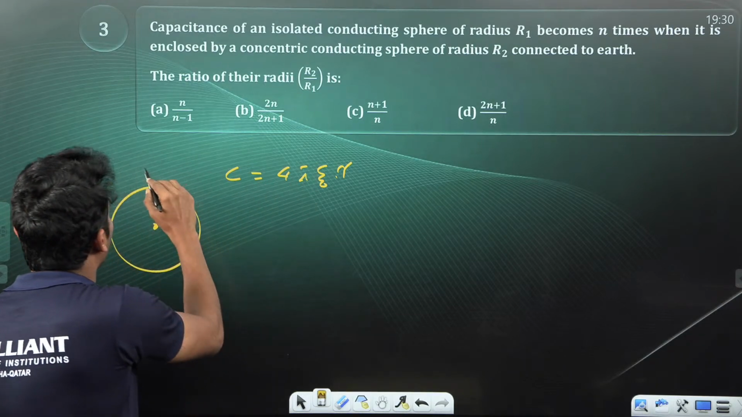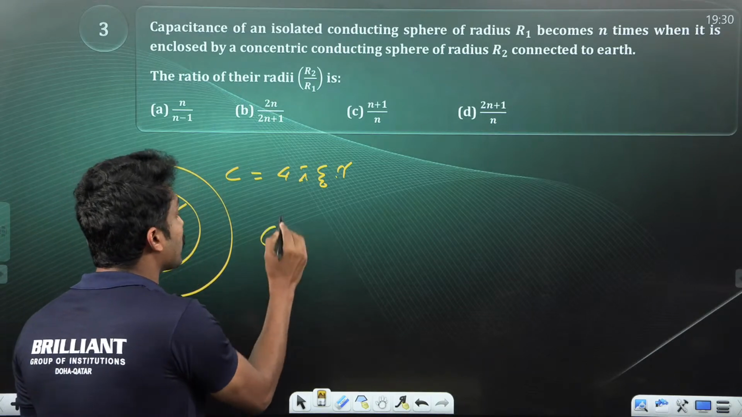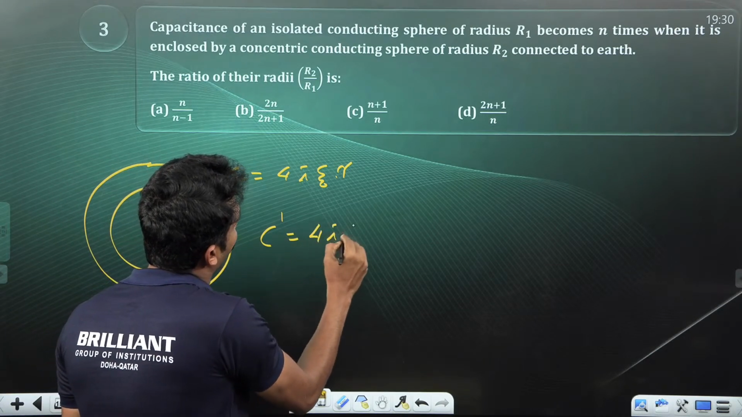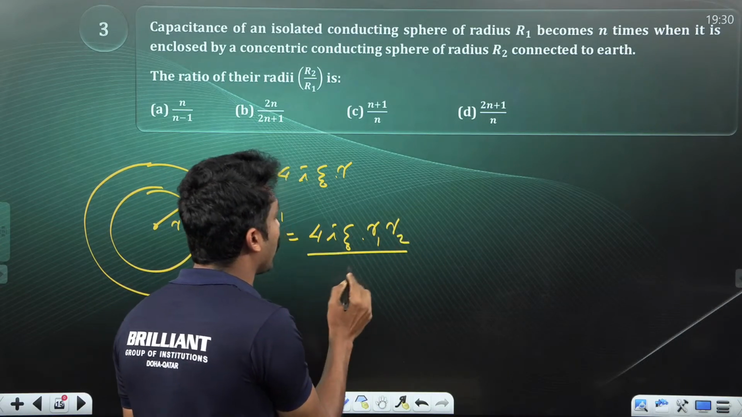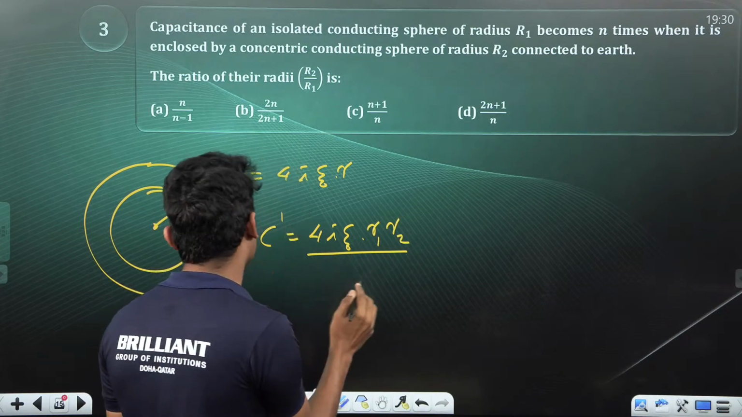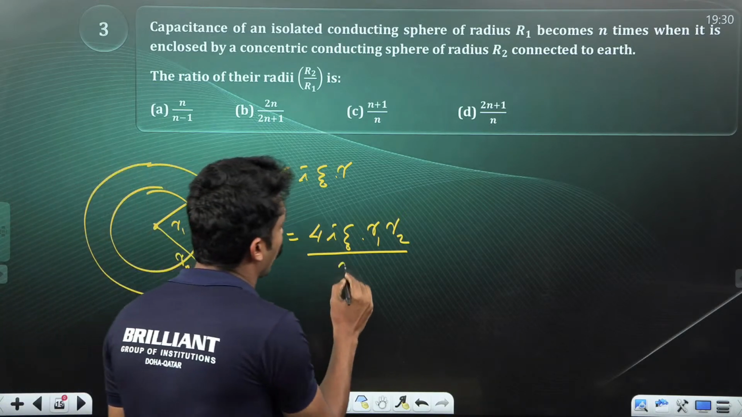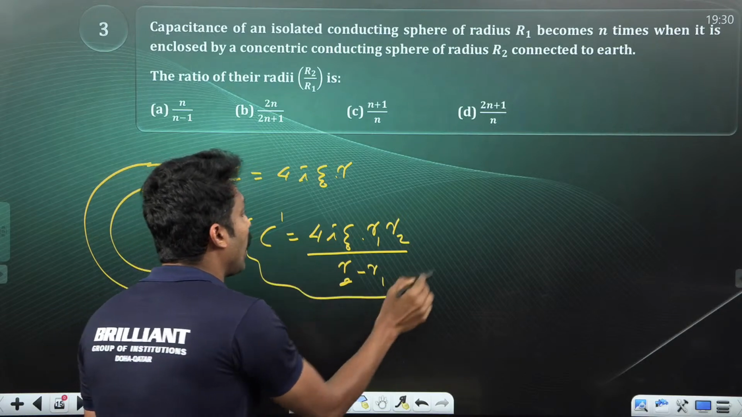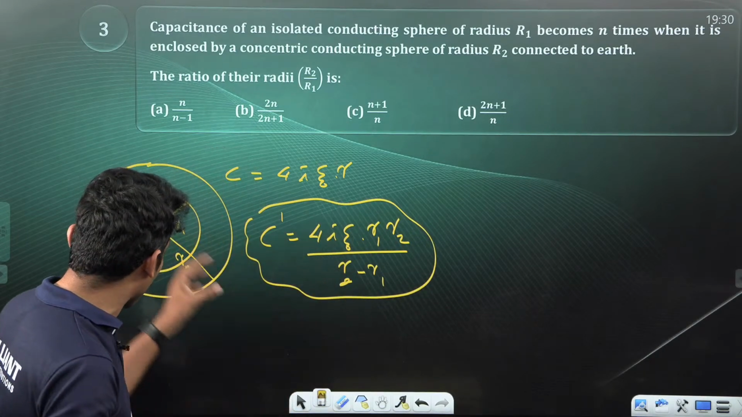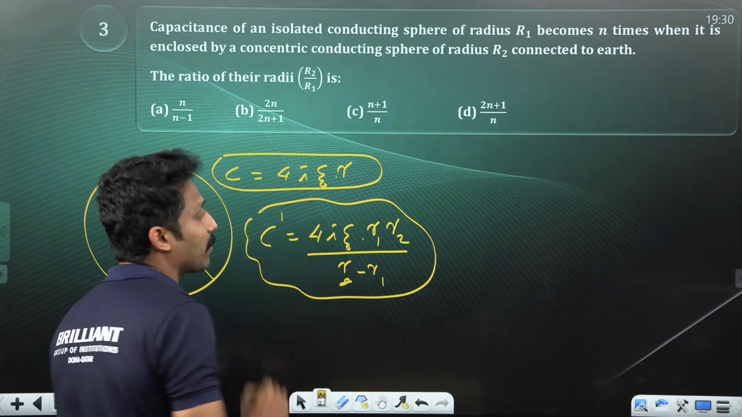Now, if it is surrounded by another sphere, these two concentric spheres, the capacitance is changed to 4 pi epsilon naught, then the product of the radii r1 r2 divided by the difference of radii, with the greater radius first. Let this be r1, let this be r2. Now this is r2 minus r1. This is the formula, keep this formula in mind. This is the capacitance of two concentric spheres, and this is the capacitance of a single sphere, 4 pi epsilon 0 r.